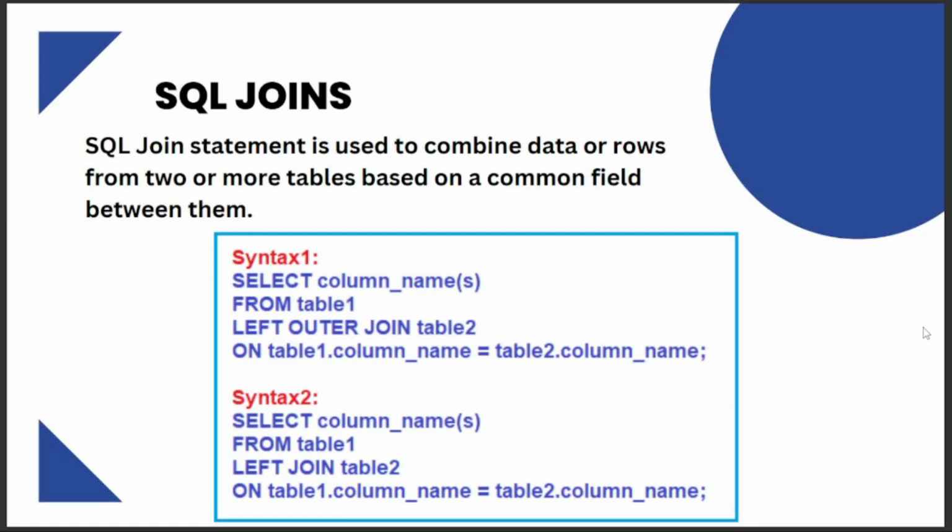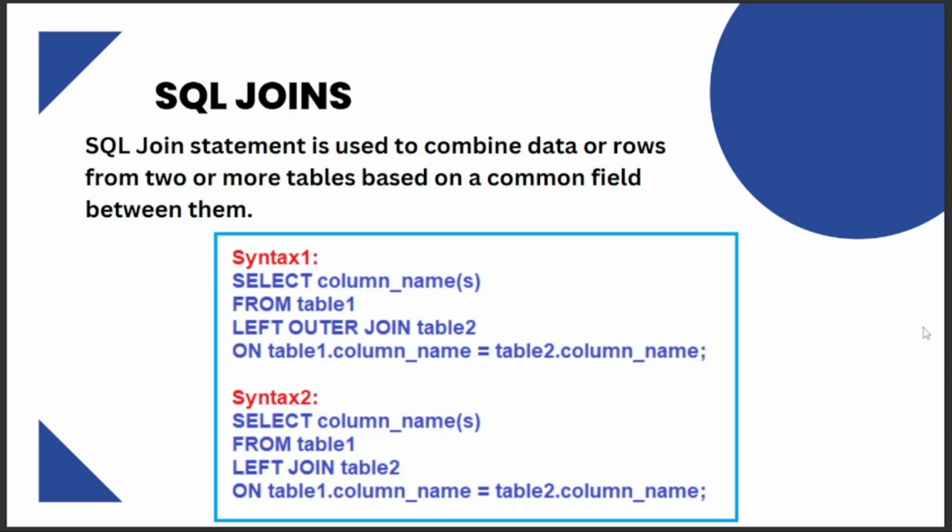So the SQL join statement is used to combine data or rows from two or more tables based on a common field between them. Suppose you want to retrieve some data which is present in two or more tables, then you can use SQL joins.